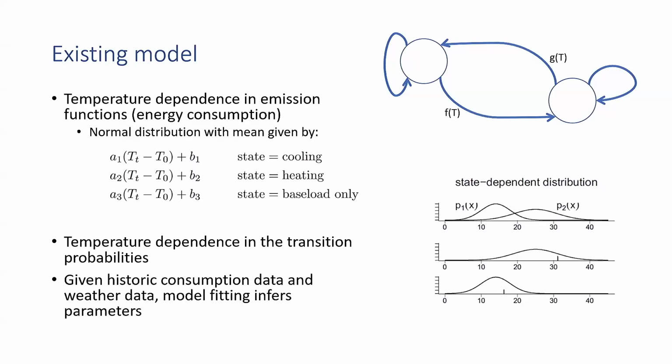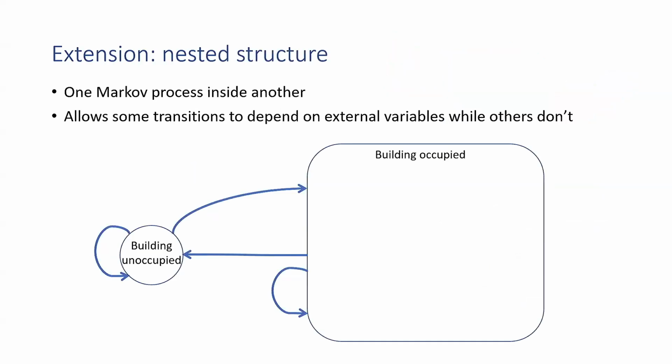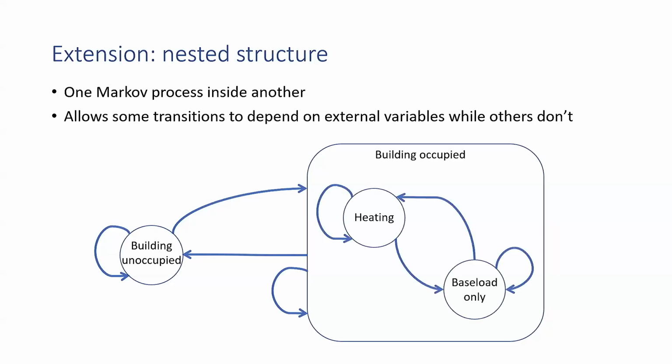So that's the existing model, and we've been looking at some potential improvements and extensions to that. So one extension could be a nested structure where we put one Markov process inside another. So that Markov process was the thing transitioning the states. So let's say we have the unoccupied and occupied states, the example that we had before, and let's put a new Markov process inside that occupied state, which describes whether the building is heating or not.